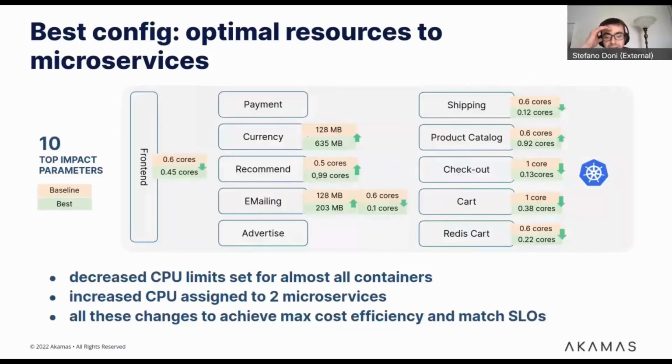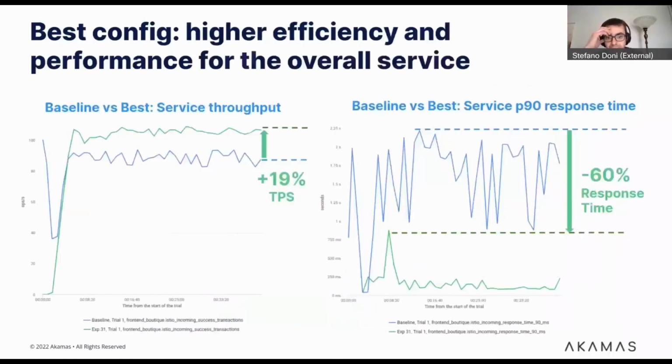What is also interesting is to see the performance over time of the application when we apply this new configuration. You can see here two charts coming directly from Akamas, where we compare over time the baseline and the best configuration in terms of service throughput on the left and response time on the right. Those are two experiments. You can see it's about a half-hour performance test, and you can see the transactions per second of the baseline, which is the original configuration.